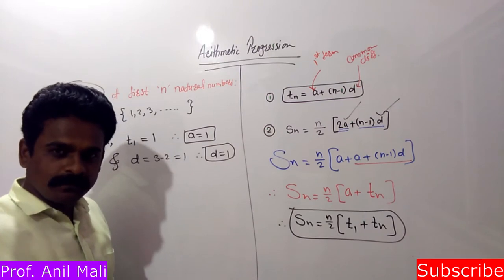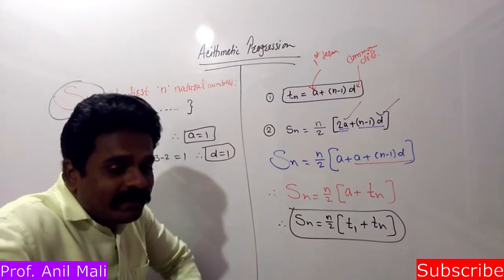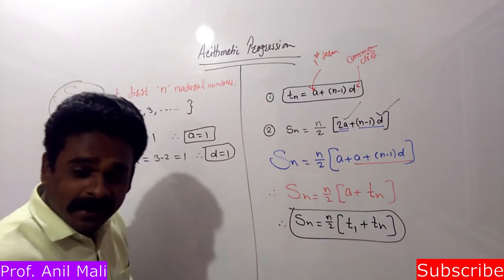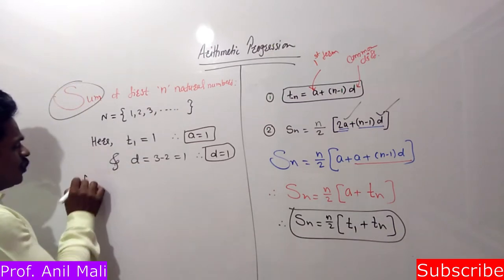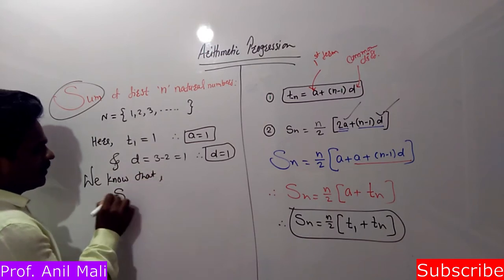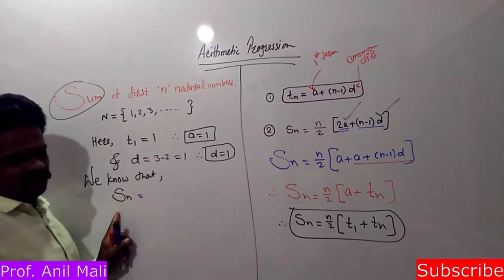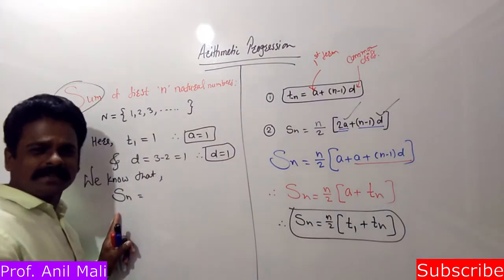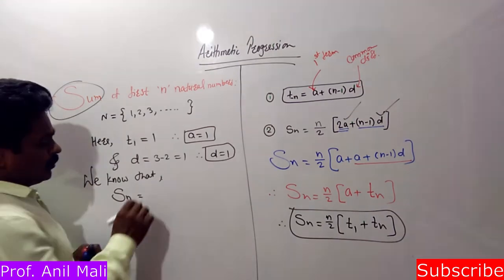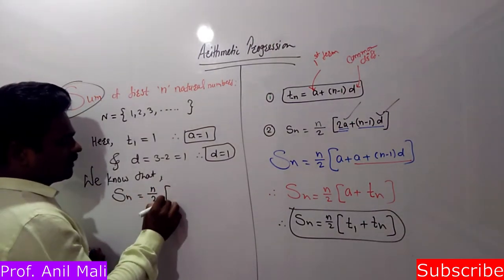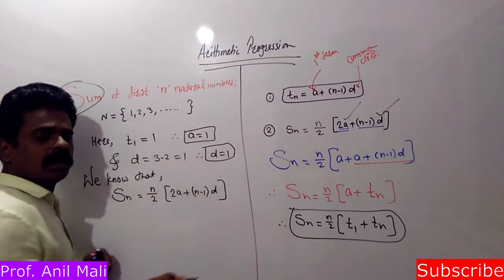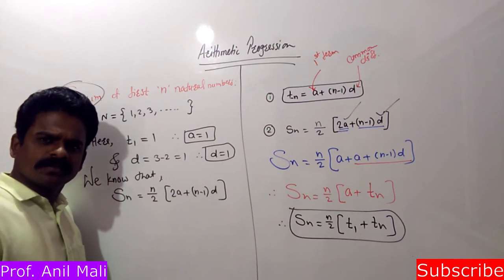No problem. Now see. Now we will use our formula for finding the sum of first n natural numbers. As we know, the sum of n terms which are in arithmetic progression: Sn is equal to, the formula we know, n by 2 into the bracket 2a plus n minus 1 into d. Okay, no problem. Fine.